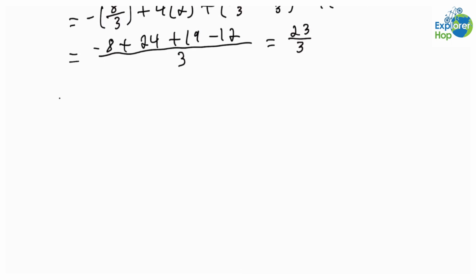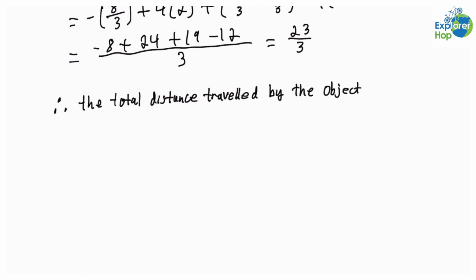So therefore, the total distance traveled by the object is 23 over 3 units.